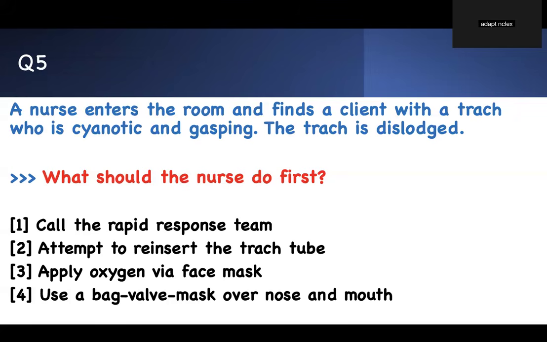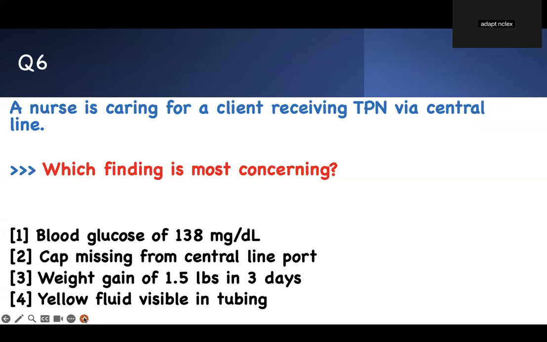Apply oxygen via face mask. If you lost the trach and you put on a face mask, they need forceful oxygen. You have to basically put air in their lungs because the patient is cyanotic and gasping. You're looking for oxygen. The best answer is bag mask it. You have control over how much oxygen goes in and out, not just putting oxygen on them. This is key. Thinking by elimination, you can think about it like number 4 is better than all of them. And this is another one.